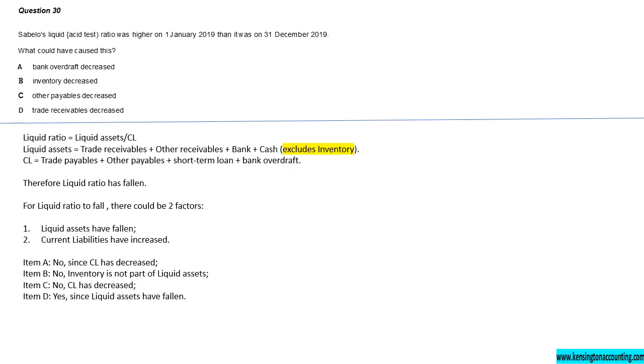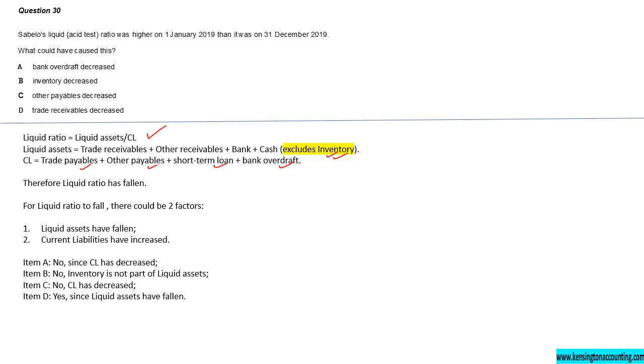Question 30 is about liquid or acid test ratio. It says that at the beginning of the year, the ratio was higher than at the end of the year. In other words, after a year, the ratio has fallen. Let's look at the definition of liquid ratio. Liquid ratio is liquid assets divided by current liabilities. Liquid assets are trade receivables plus other receivables plus bank plus cash, but it excludes inventory. Current liabilities is trade payables plus other payables plus short-term loan plus bank overdraft.